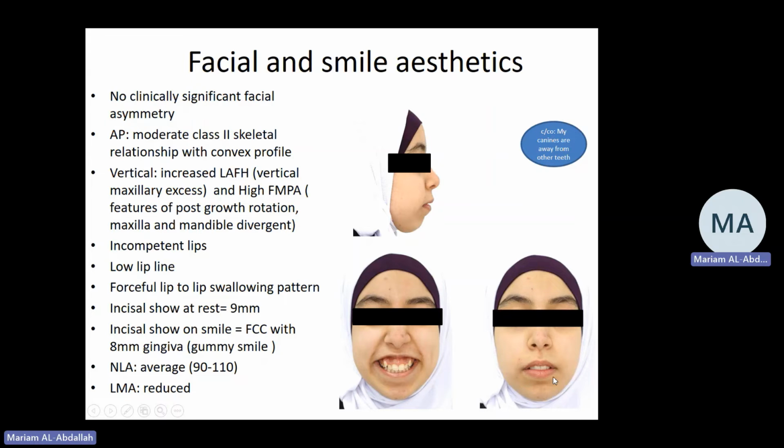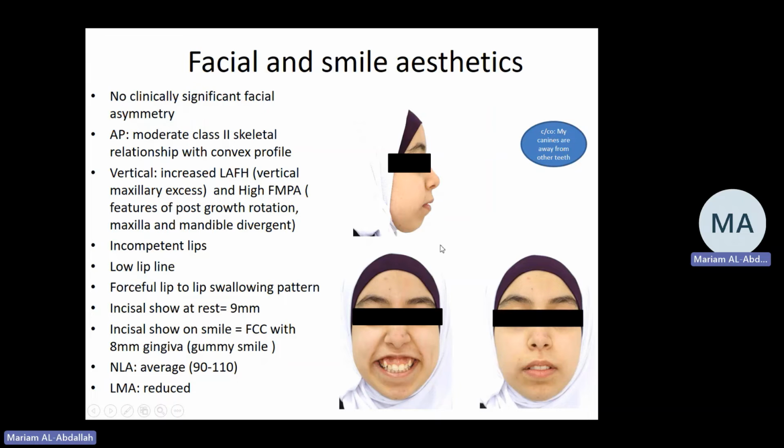Lips are of normal activity and normal thickness. I don't have to mention this as part of my problem list. The nasolabial angle is average. Again, this is normal. And the labiomental fold is reduced. You can see that the labiomental fold is almost flat because of the incompetency of the lips and because of the increased vertical proportions.